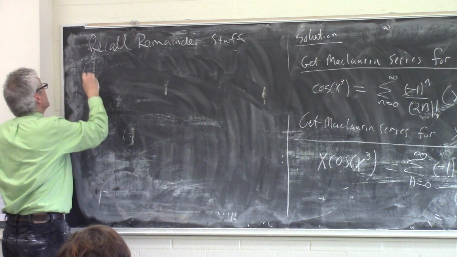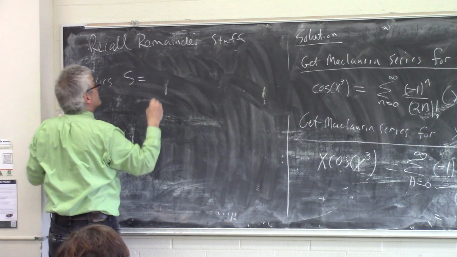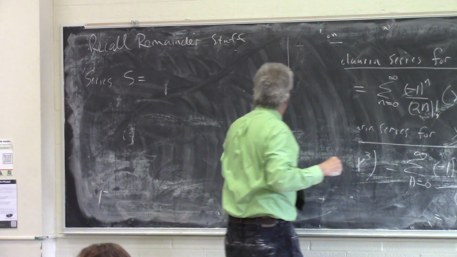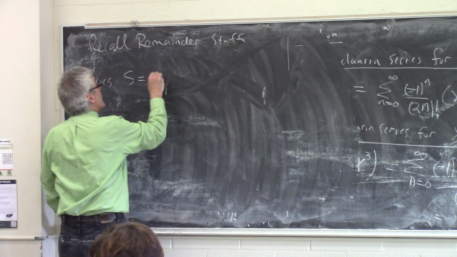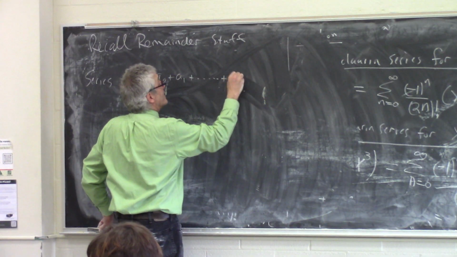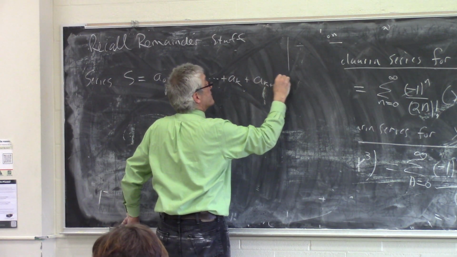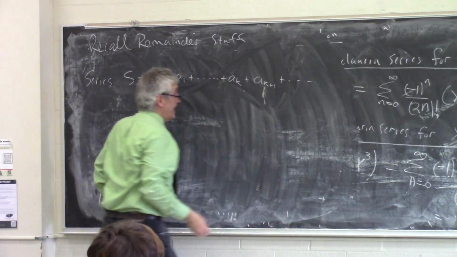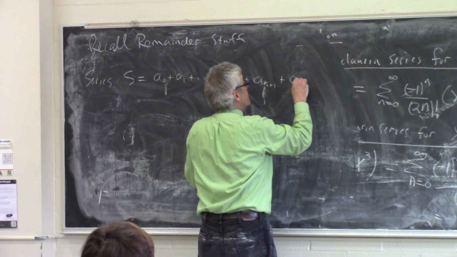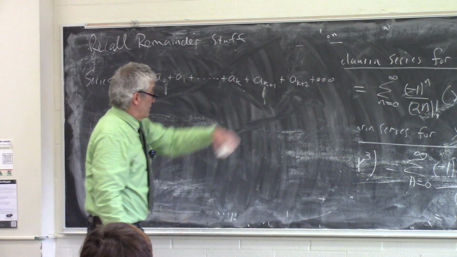So if we have a series, call it S, and it's going to be, say, A0 plus A1 plus all the way up to AK plus AK+1 plus, and it goes on forever. I can break this up, and so this is AK+1, AK+2, and so forth. So there's an infinite tail that goes on.